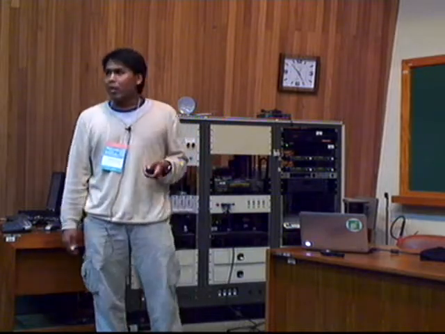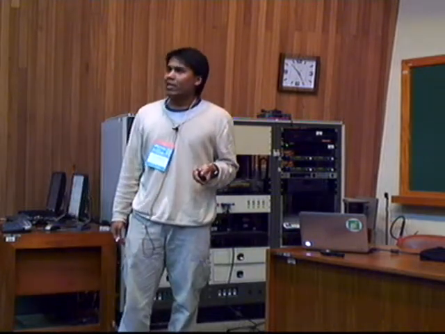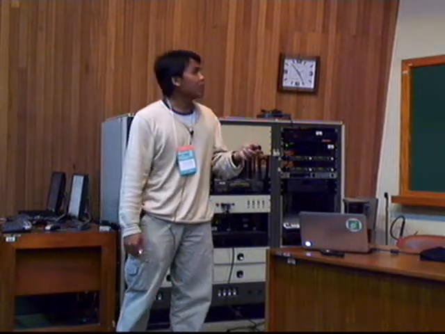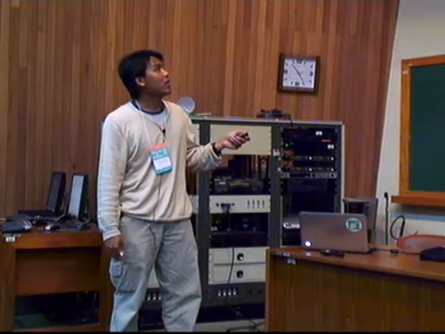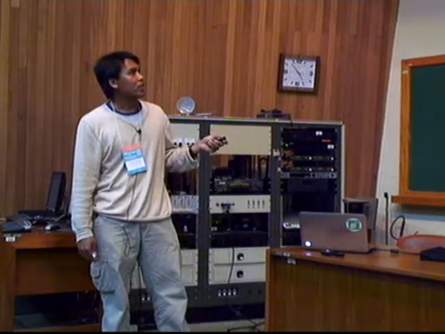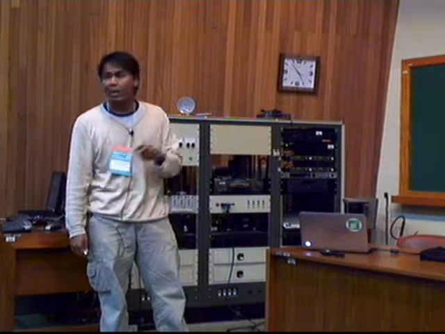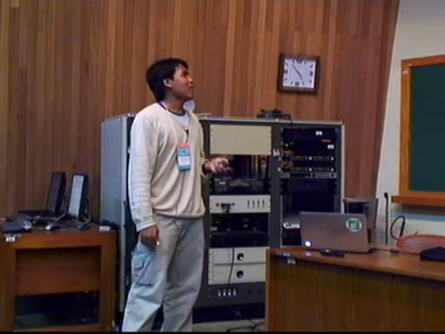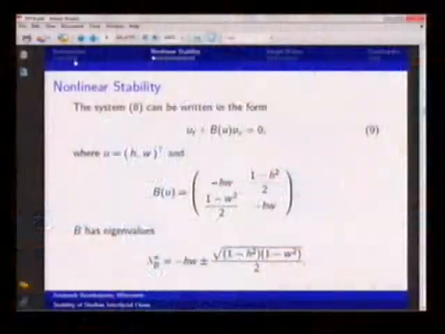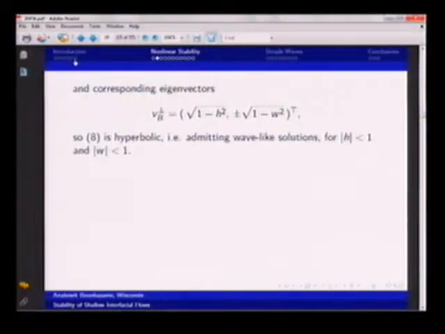You look at this system and you see that it's a quasi-linear system, right? So you can actually write it in the matrix form like so. Okay? U is a vector (H, W), and B is a matrix. Right? And it's easy to find eigenvalues and eigenvectors of B, like so.